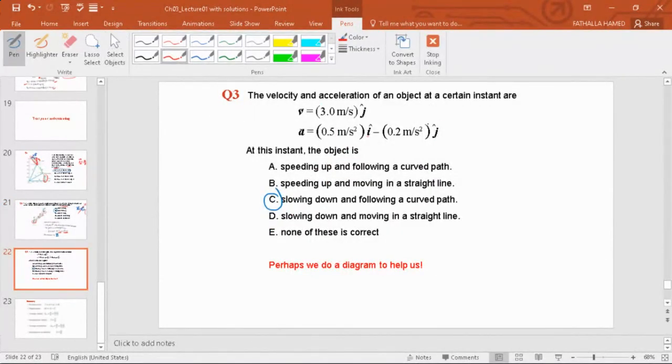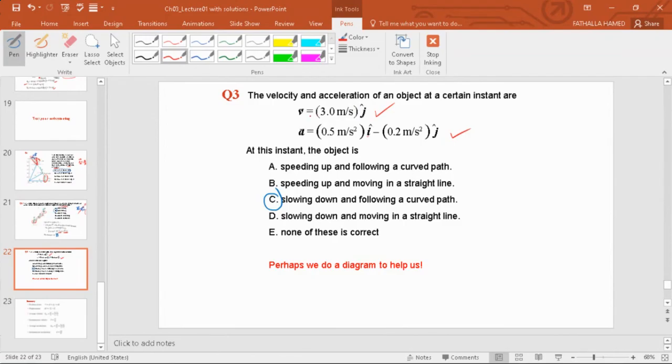And in question 3 here, they give you the velocity and acceleration of an object at a certain instant. So v is equal to 3 meters per second j hat. a is equal to minus 0.5 meters per second squared i hat minus 0.2 meters per second squared j hat. So your acceleration here has x and y components. Your velocity here has only a y component.